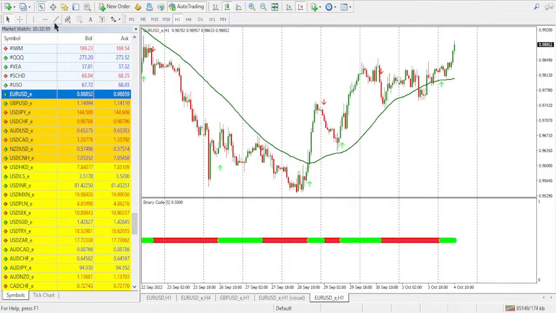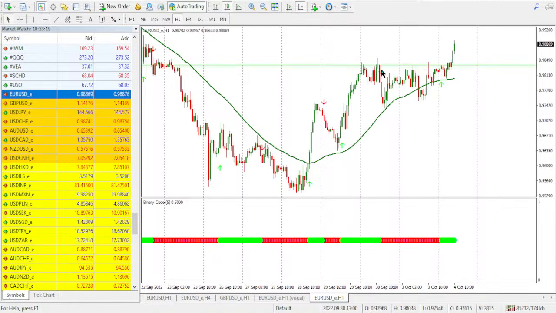So as it is now, the price is above this moving average. At the same time, we have an upward arrow, which is also here. You see that the bars are green. So this is a very good uptrend. We expect that the price may pull back at least up to this point.